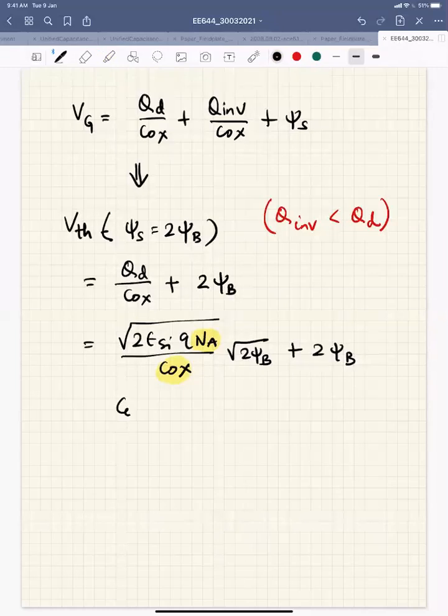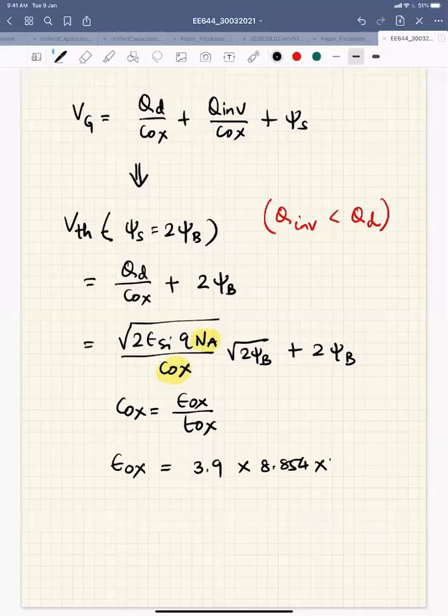So here Cox is nothing but epsilon ox by Tox, and epsilon ox is a permittivity, right? We know for oxide, the dielectric constant relates to around 10 to the minus 14 farad per centimeter, right? So once you fabricate your transistor in a fixed technology, when you talk about CMOS technology, for a fixed CMOS technology, your oxide thickness is fixed and your Na is fixed, right? So basically this whole term is a constant.